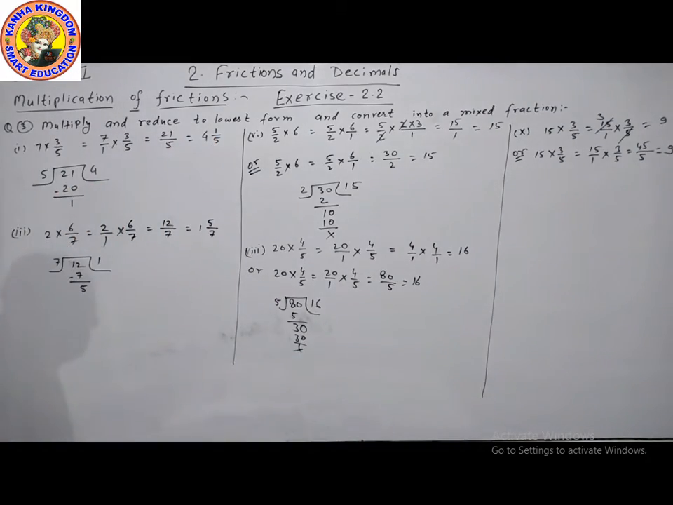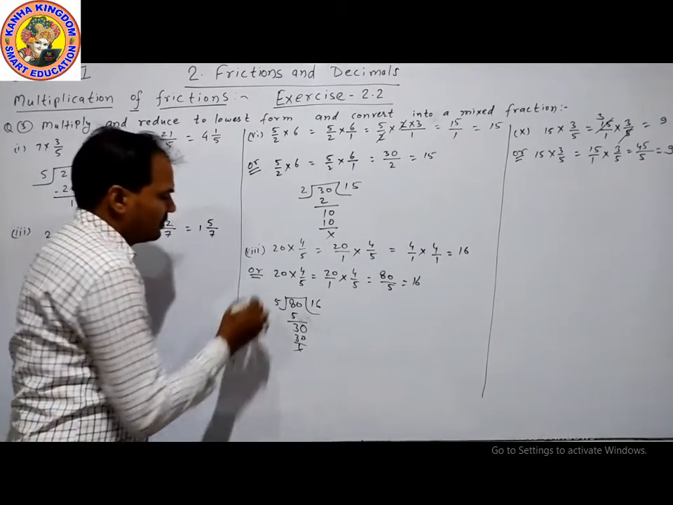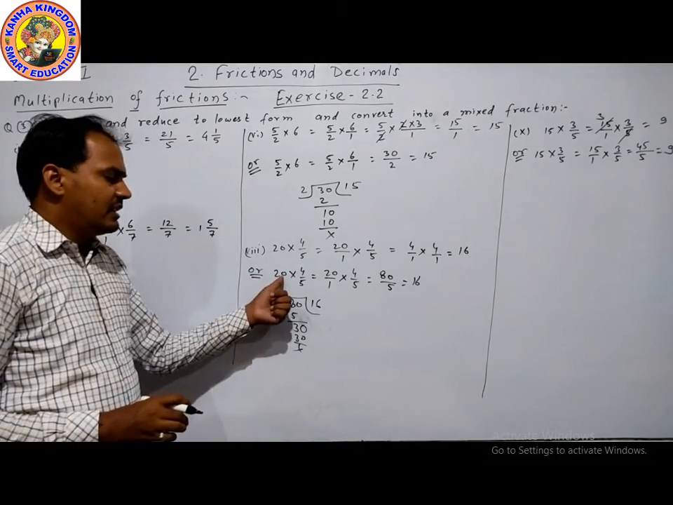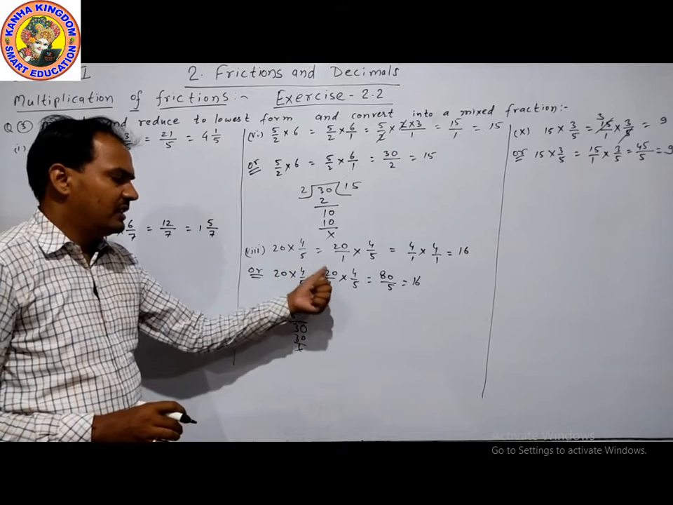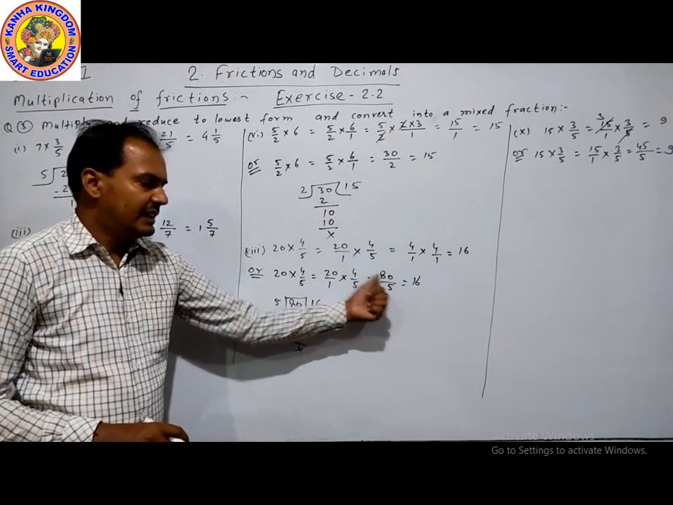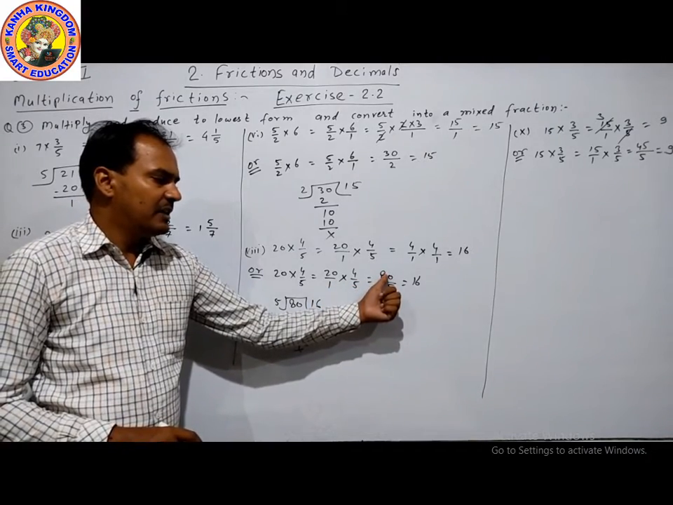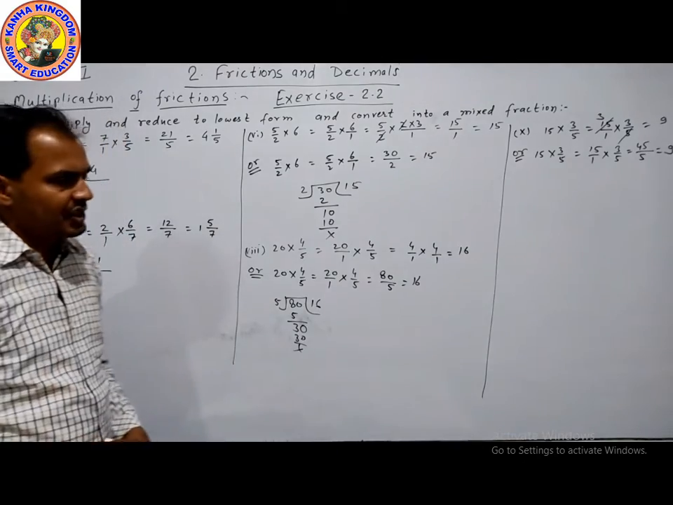In another method, 20 into 4 by 5, 20 will be converted to a fraction number. 20 into 4, 80; 1 into 5, 5. When we divide 80 by 5, the answer is 16.